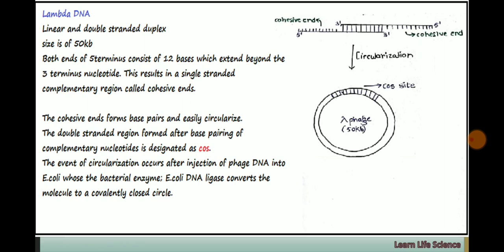The important thing here is that these 5' terminus on both the sides are self-complementary, meaning they have bases that can religate in a particular situation. Therefore they are termed as cohesive ends, as they have complementary bases and can form Watson and Crick pairing. The next point is the cohesive ends form base pairs and easily circularize. The double-stranded region formed after base pairing of complementary nucleotides is designated as COS.